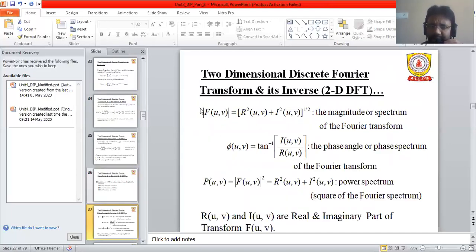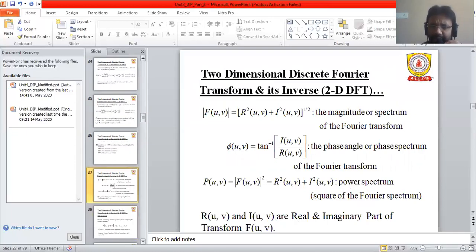Now the magnitude of F(u,v) is the square root of R square(u,v) plus I square(u,v). So this is the magnitude or spectrum of the Fourier transform. This is the phase angle or phase spectrum of the Fourier transform, tan inverse within brackets I(u,v) upon R(u,v), which is the imaginary part divided by the real part. Now this is the power spectrum. P(u,v) equals mod of F(u,v) whole square. So the square root is eliminated and it becomes R square(u,v) plus I square(u,v), which is the power spectrum, the square of the Fourier spectrum. R(u,v) and I(u,v), as you know, are the real and imaginary parts of the transform capital F of u comma v.